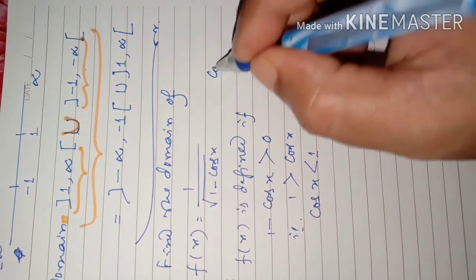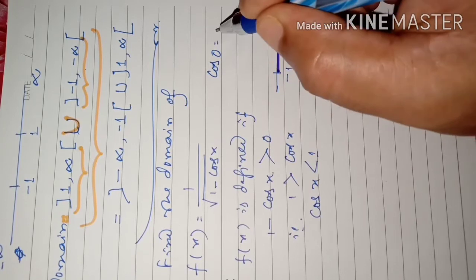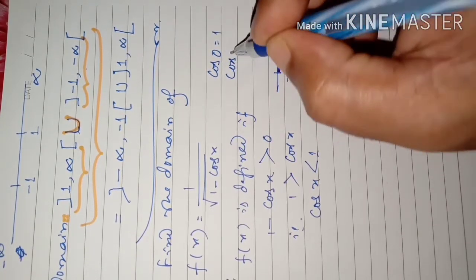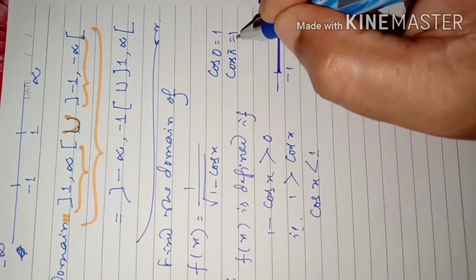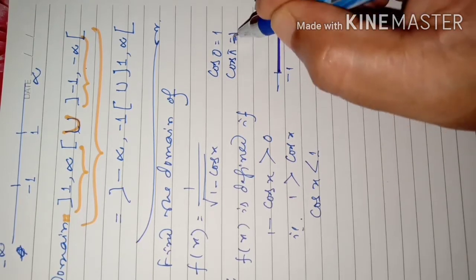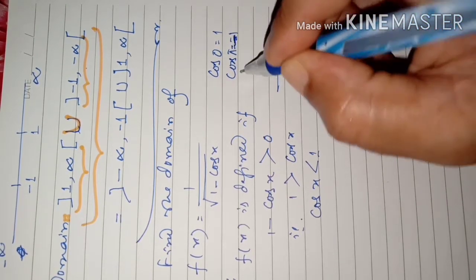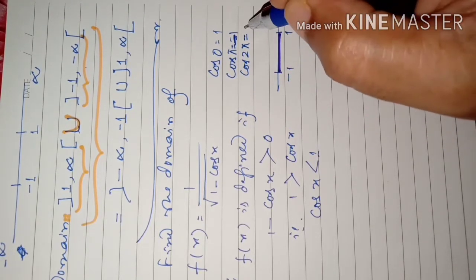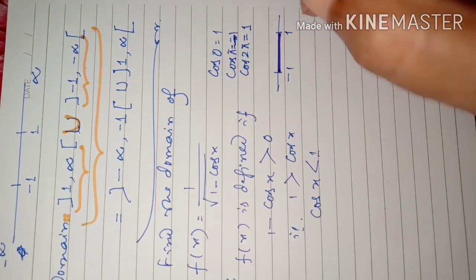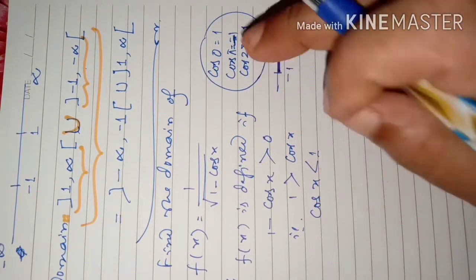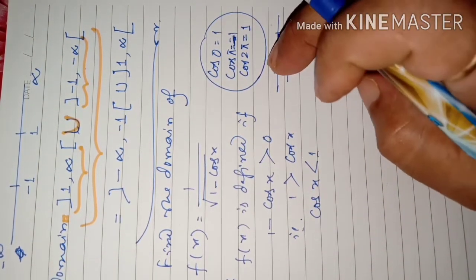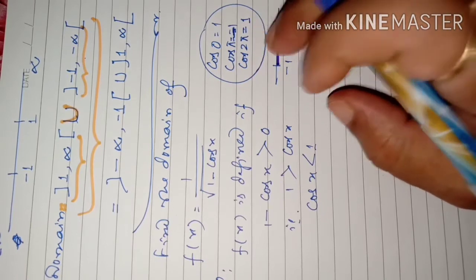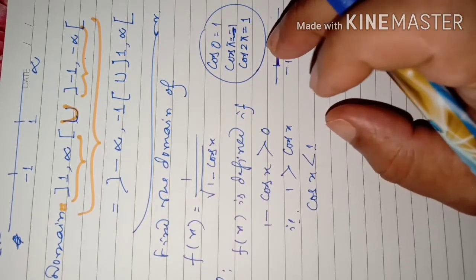You just see, cos 0 is equal to 1, cos pi is equal to minus 1, but cos twice pi, what is that? Plus 1. So if you are not aware about this, we will discuss later on about these values of trigonometric functions.